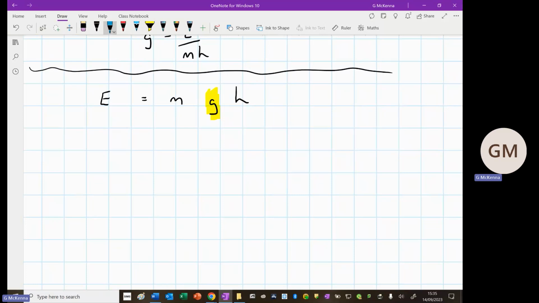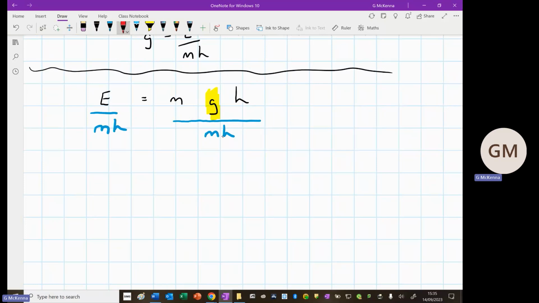We really want to end up getting g on its own. And we can really do, again, two variables in one go. So if I wanted to get rid of the m and the h in one go, I can literally divide by mh. And if I want to divide the right-hand side by mh, of course, I must also divide the left-hand side by mh as well.